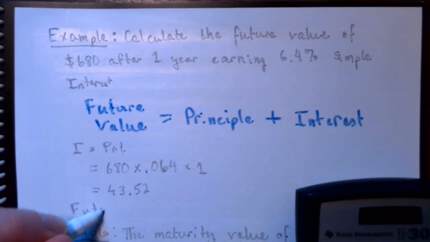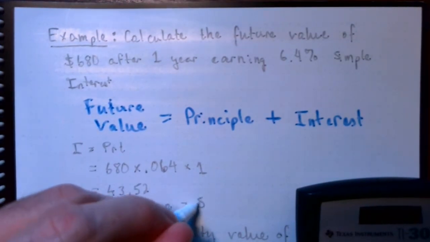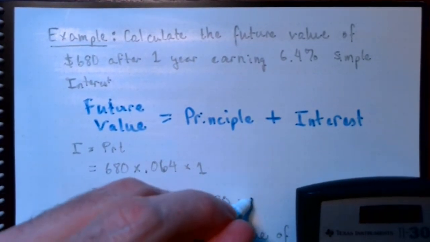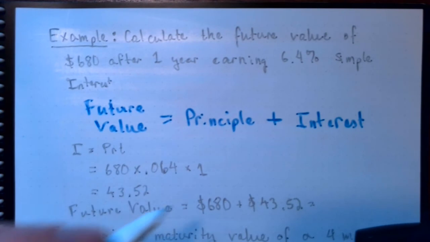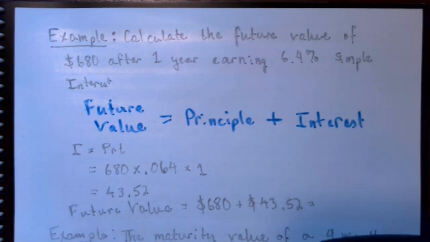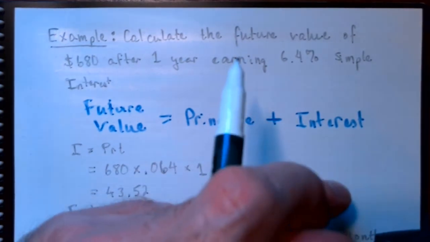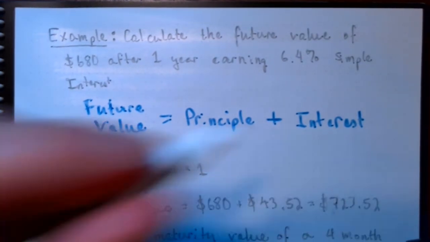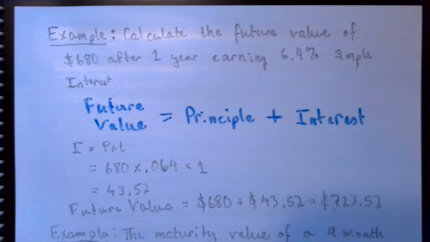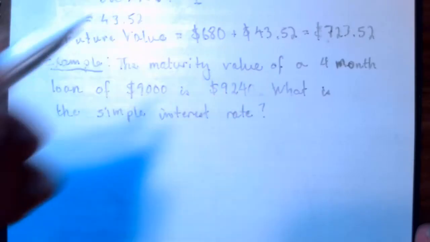So the future value is equal to the original $680 I started with plus the $43.52 that we earn in interest. And if we do that computation, it comes out to $723.52. Okay, so there's our future value. Let's look at one more problem dealing with simple interest.